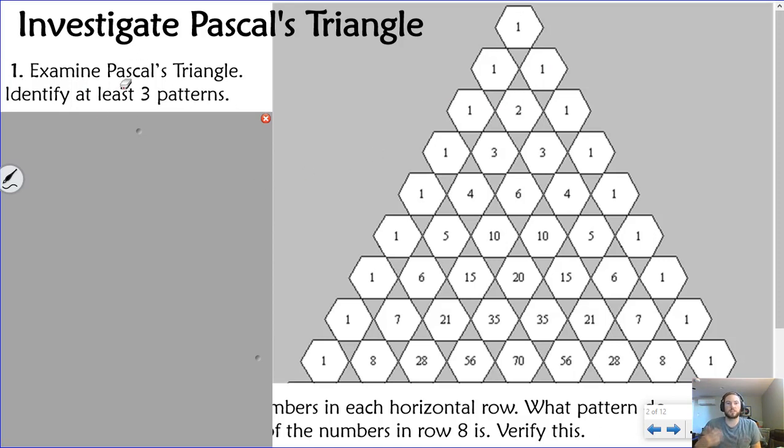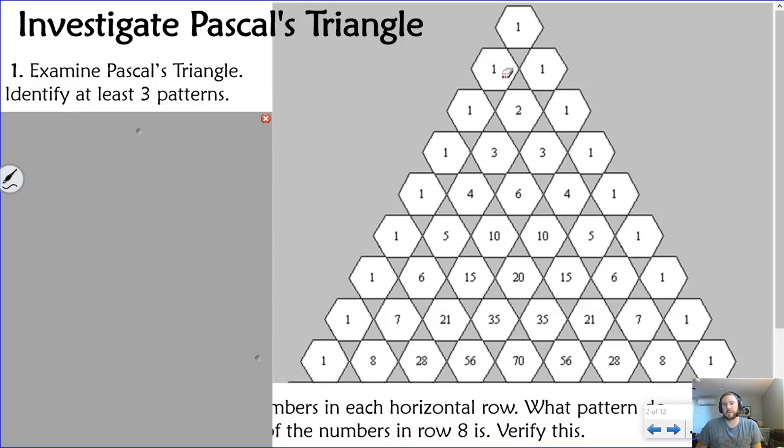These notes that I'm showing you guys are notes that I would have in class. So this would be the interactive part where I'd say, all right, identify 3 patterns. So if you want to, stop the video and take a look at Pascal's triangle and see if you can figure out some patterns. And then once you're ready, start the video back up and we'll talk about it.